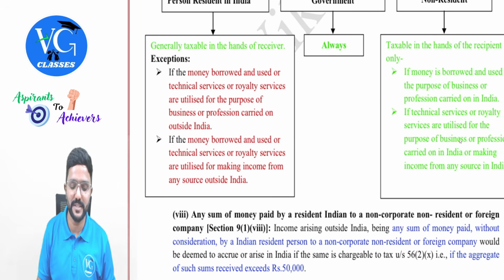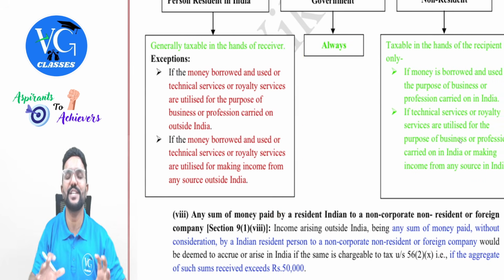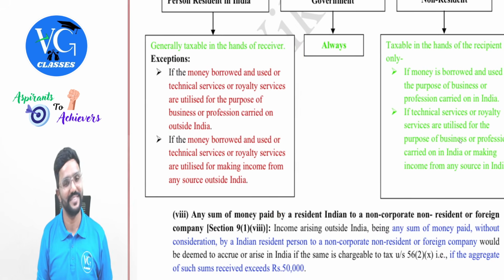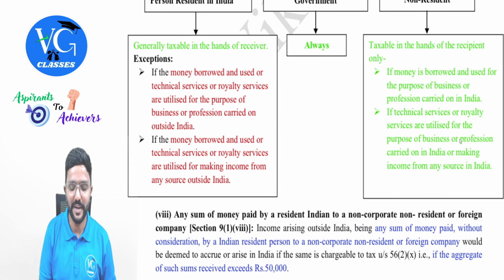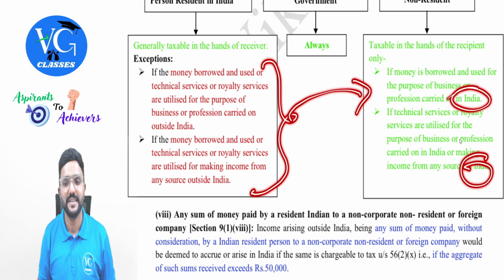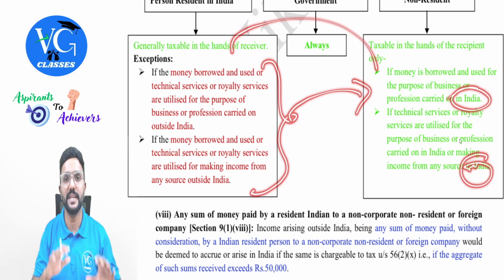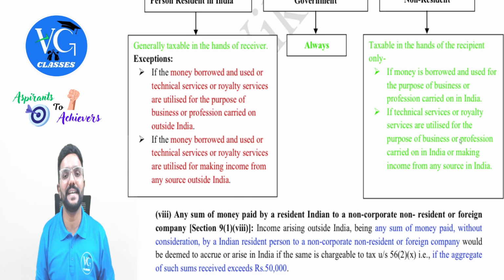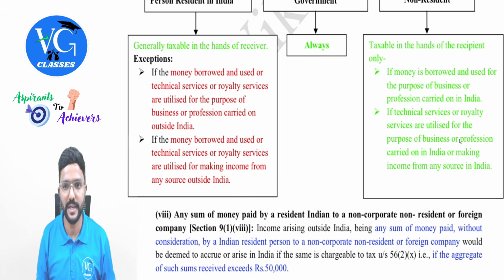Sir, you have confused us by giving like this. No, guys, actually, this is how it is given in the laws. Clear? But you need not worry. Whatever is given here is outside India, but here it is in India. Clear? And whatever I have mentioned in green is the income deemed to accrue or arise in India and hence taxable. Got it? Yes, sir.